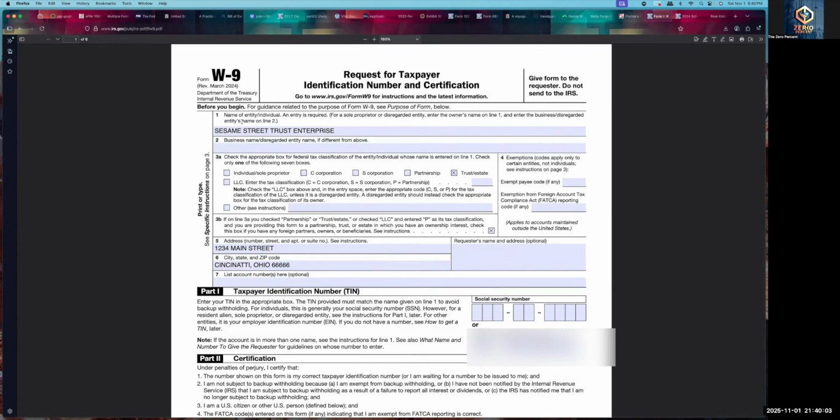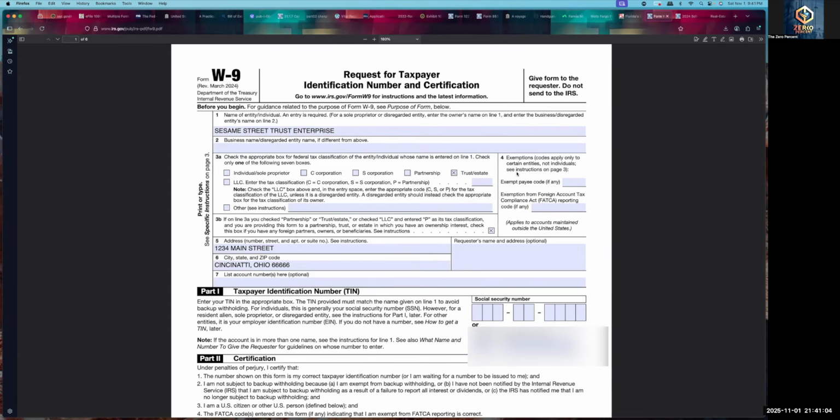Box 3a, check the appropriate box for federal tax classification of the entity or individual whose name is entered on line 1. Check only one of the following 7 boxes. So in this case, we are talking about a trust, so we click that box, and that is all you have to do. Okay. Number 4, what are the exemptions? We have codes that apply only to certain entities, not individuals, and we must see the instructions on page 3 to figure out which one applies to us.